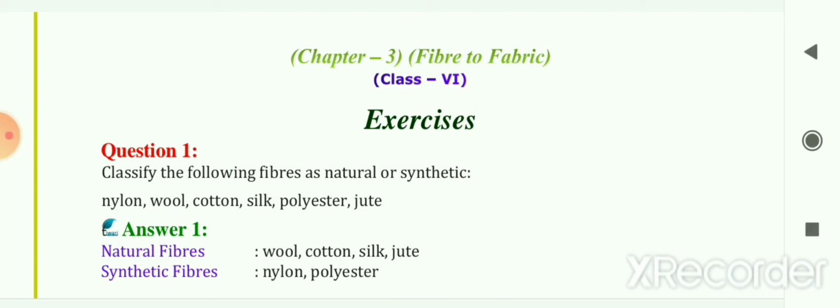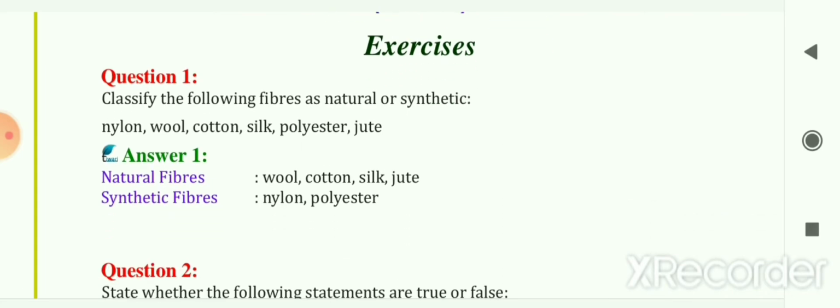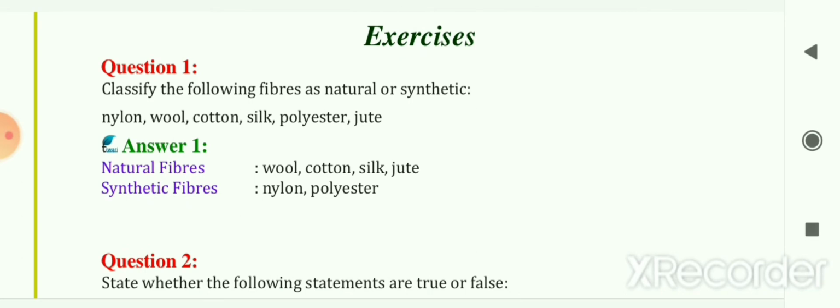Now let me start with the exercise. The first question is: classify the following fibers as natural or synthetic. The fiber names given to you are nylon, wool, cotton, silk, polyester and jute. Here two rows are given to you, natural fibers and synthetic fibers.